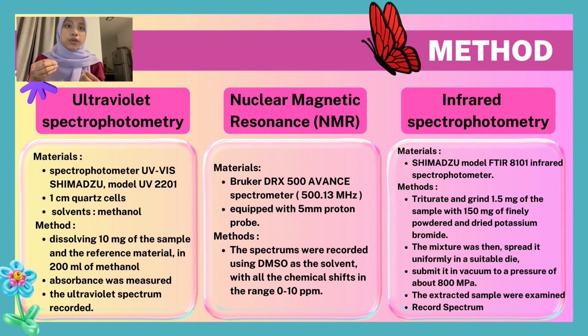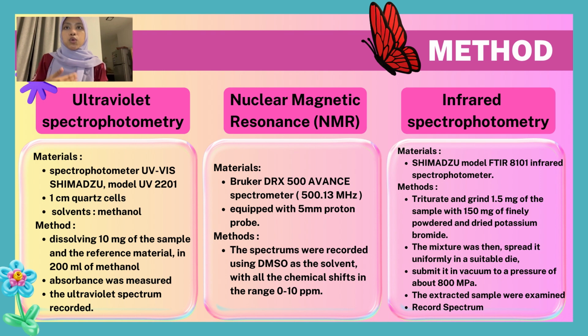Okay, firstly we dissolve the sample or the reference material in 200 ml of methanol, and then we put it in the UV spectrometer, Shimadzu, and then we measure the absorbance, and the spectrum was recorded. For nuclear magnetic resonance, the instrument that we use is the Bruker DRX 500 advanced spectrometer, at 500.30 MHz frequency, equipped with a 5 mm proton probe. The spectra were recorded using DMSO as a solvent with all the chemical shifts in the range 0 to 10 ppm.